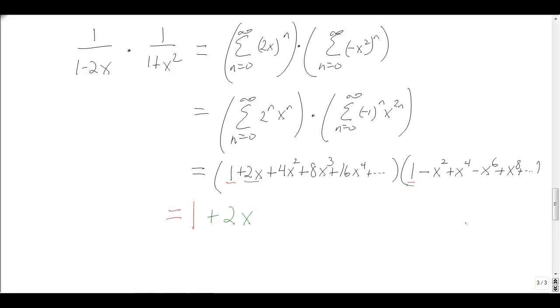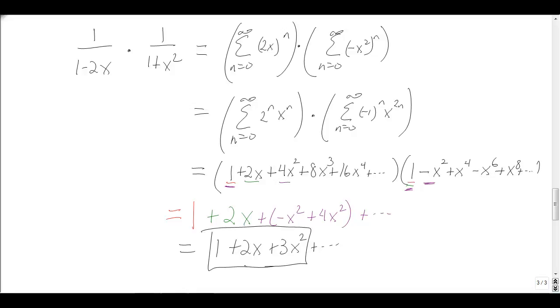And then if I want to get an x squared, how could I do that? I could do a 1 times a negative x squared here. Or I could do a 2x. Well, there's no x on the right to make that x squared, but there is a 4x squared and a 1. So I can do plus 4x squared, and then plus more. That's already my first 3 terms. And so what I get is 1 plus 2x plus 3x squared plus some more stuff. So in some sense, I have asked for the first 3 terms. That's the 1 plus 2x plus 3x squared.